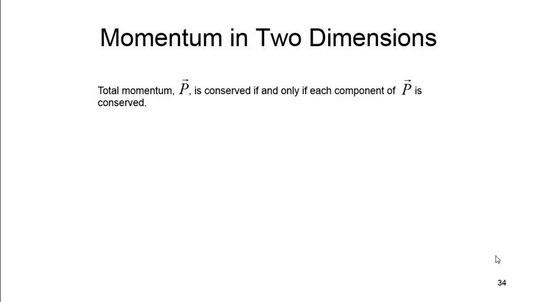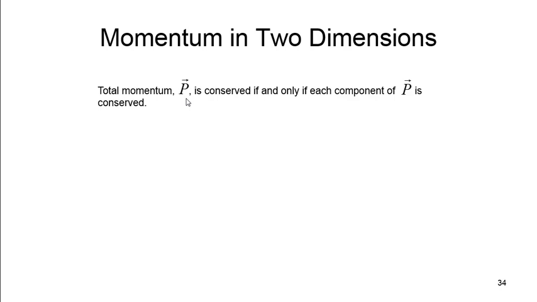Let's remember that momentum is a vector, and I've been writing it very often without the vector symbol because I don't want that to make things more confusing, but it is a vector because velocity is a vector. And so when we're looking at momentum in two dimensions, when our velocity has an x component and a y component, then our momentum would also have an x component and a y component.